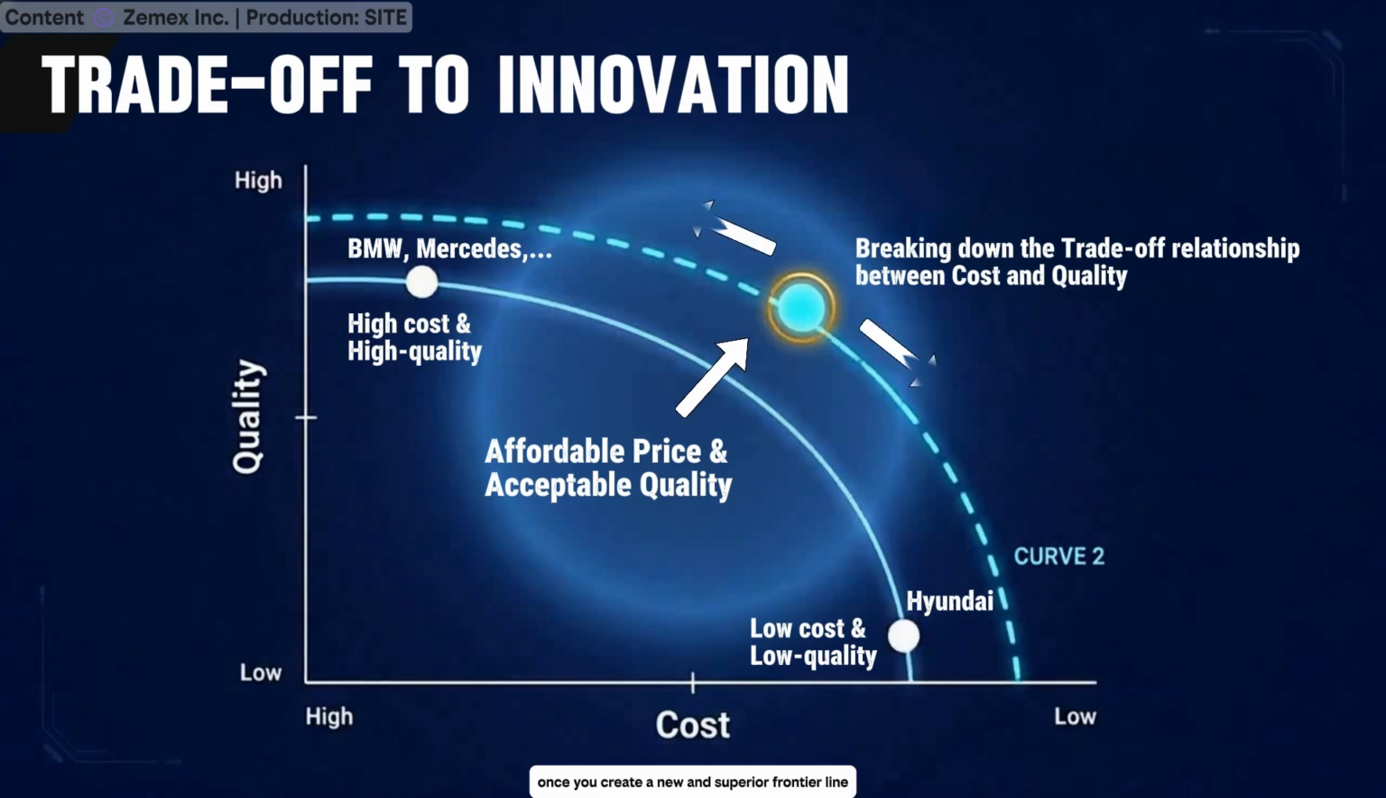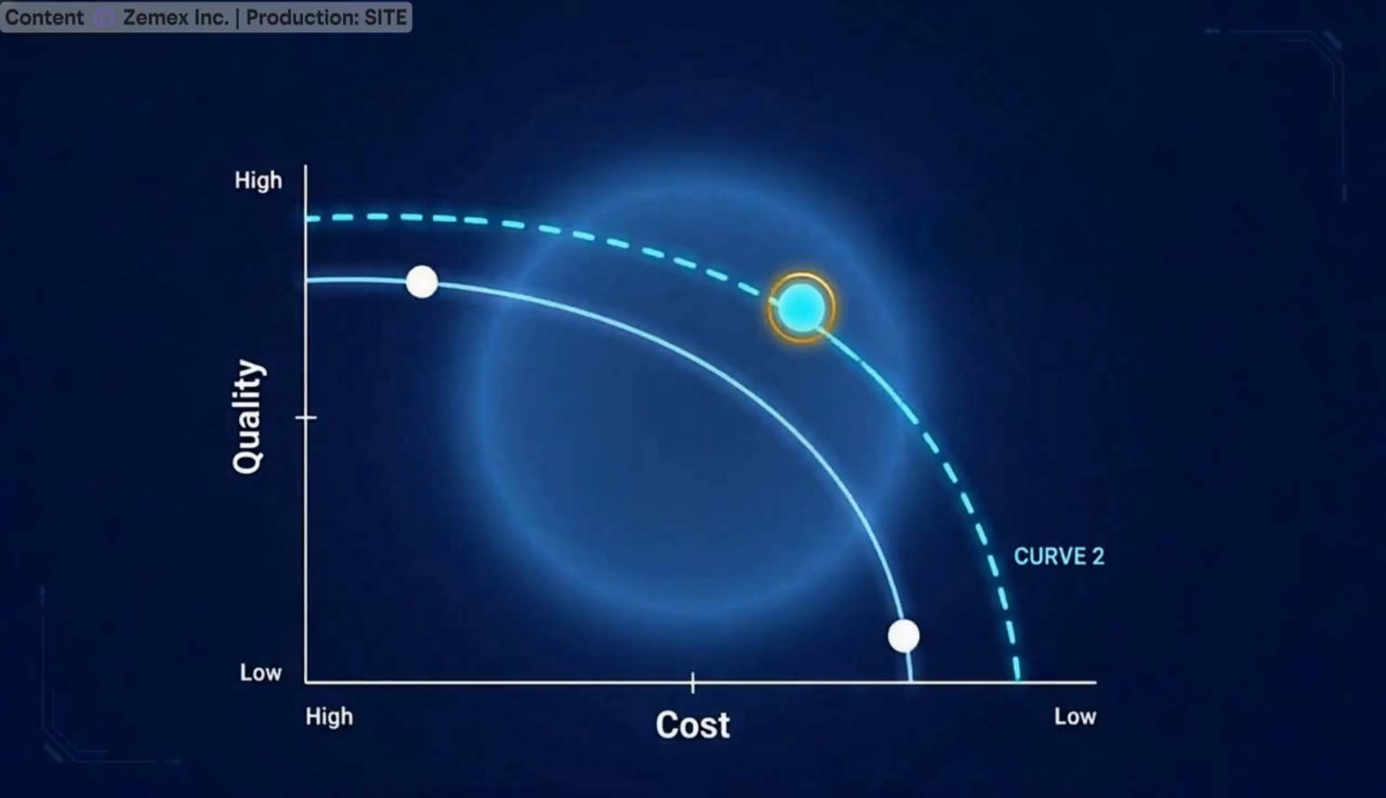Once you create a new and superior frontier line, you will also have more flexibility to move up and down, but still remain competitive compared to the players on the conventional frontier line. Many people claim that there are limited resources or constraints, but some leading organizations or individuals still create innovative solutions by breaking down the trade-off relationship.